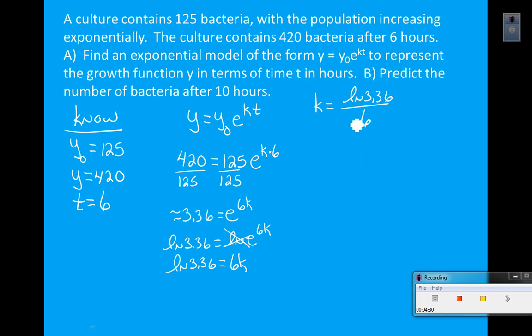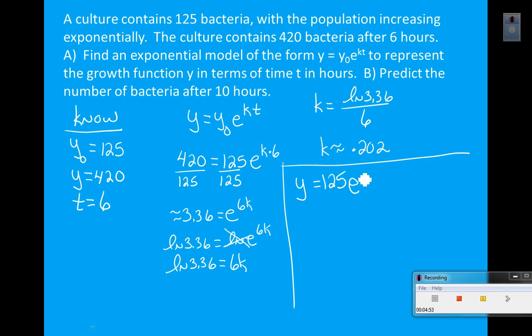And I went ahead and ran that through my calculator for you. So k is going to be approximately 0.202. So that makes my model then y equals 125, the initial amount, e to the 0.202t. So there's my model. So in this case, it was pretty nice. We were given the initial amount. We just had to go figure out what k is.